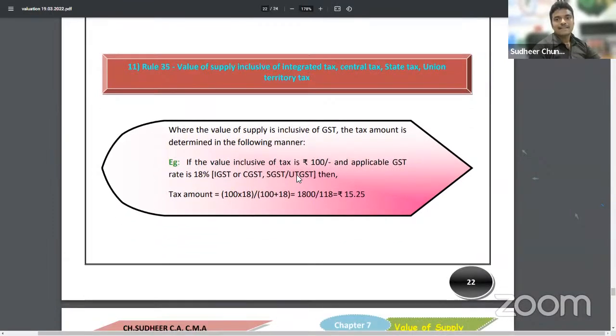Next, coming to rule number 35. Sir, if taxes are not separately charged in the invoice, then what happens? If I don't charge GST from the consumer, I need not pay tax to the government. Is it correct? No. If we charge GST, that GST we will pay. If we don't charge GST, then on an inclusive basis we need to pay GST. That is rule number 35.